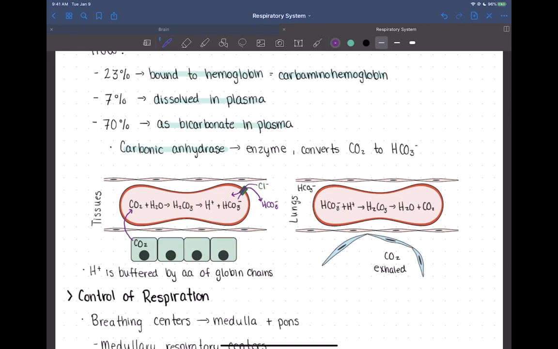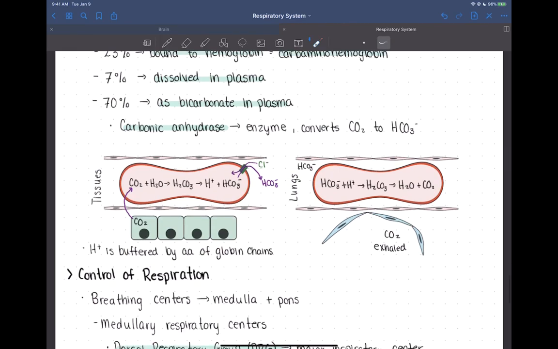And so one thing, if you're looking at this, you might be wondering, well, now we've got all these hydrogen ions inside of the red blood cell. Isn't that bad for all the protein, the hemoglobin in the red blood cell? Well, a cool thing about the hemoglobin is that it actually has the ability to buffer that hydrogen. So the amino acids on the globin part of hemoglobin can bind to and buffer the hydrogen. And so that's what happens to that hydrogen.